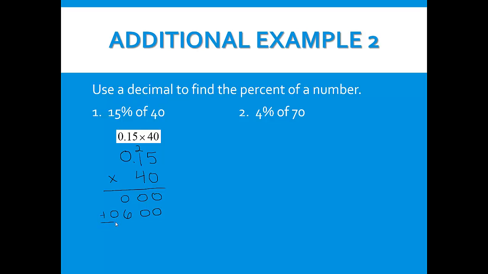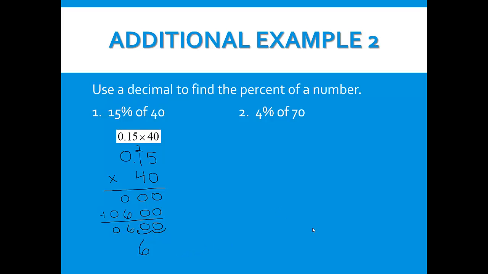Add up our 2 rows. And we would get 0 plus 0 is 0. 0 plus 0 is 0. 0 plus 6 is 6. And then we bring down our 0. Now we're going to move our decimal. In our problem, we have 2 numbers after our decimal. So we're going to move it over 2 places from the right. So we're going to move over left, 1, 2. So our answer would be 6. So 15% of 40 is 6.